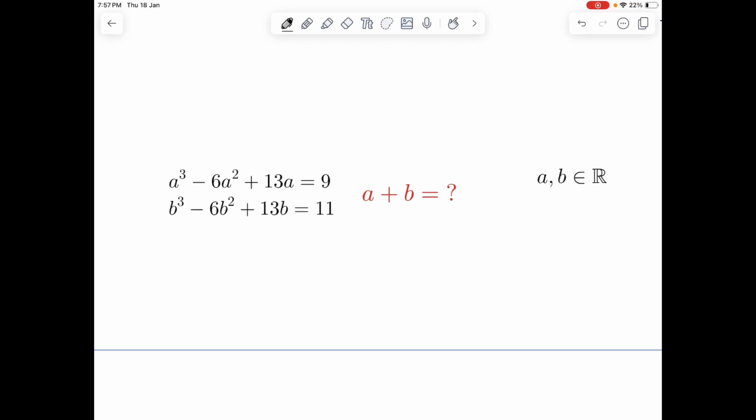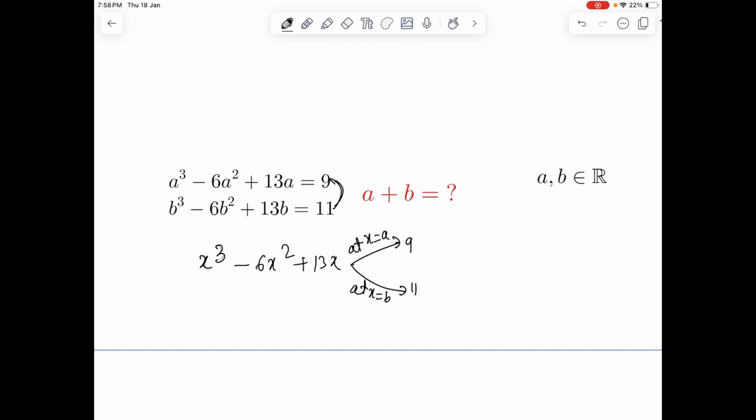The first expression, at least in terms of LHS, and the second expression look very similar. So why not think as if we are talking about some general expression. Instead of a and b separately, we are talking about x cube minus 6x square plus 13x, which can pick up two values, 9 and 11. At x equals a it will become 9, and at x equals b this expression is becoming 11.